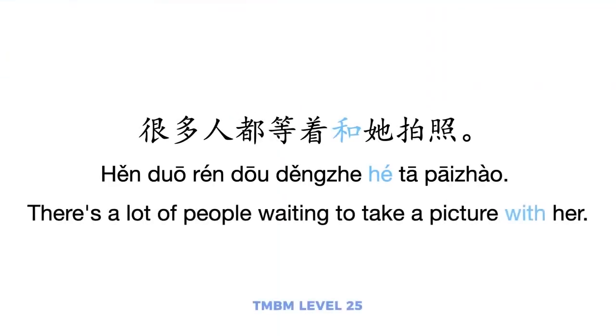很多人都等着和她拍照. There's a lot of people waiting to take a picture with her. So in this case, we know that 和 is a relator because its function is to show the relationship between taking pictures and who or what is having their photo taken. In this case, 她. So it could be a thing. It could be like a flower that you're taking a picture of. So as a final point, whether it's the connector or relator usage, you can replace 和 with 跟 or 与.